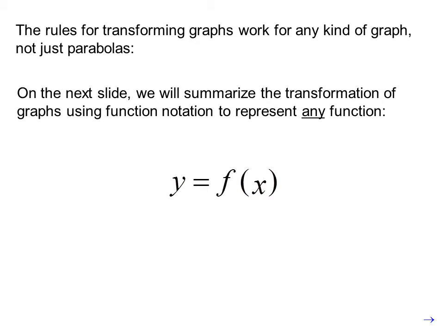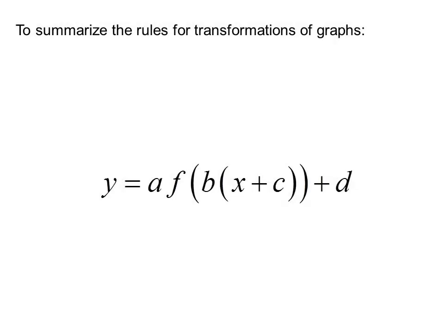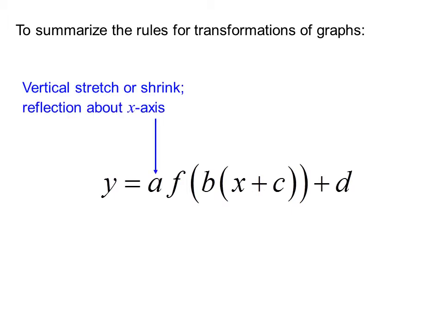Function notation looks like this: y equals f of x. And remember, this does not mean f times x. F is the name of the function. So if we had y equals a times f of b times x plus c plus d, here's what all the letters would do. This number in front represents a vertical stretch or shrink, or a reflection about the x-axis. If the absolute value of a is greater than 1, it is a stretch.